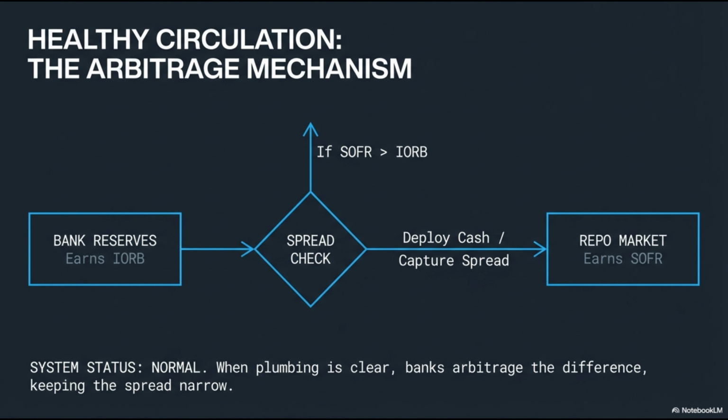In a healthy system, we have this arbitrage mechanism. If the repo rate, SOFR, rises above the IORB, banks should theoretically pull their reserves and lend them into the repo market to capture that spread. This flow of cash keeps the spread narrow and the system lubricated. This is what normal looks like.